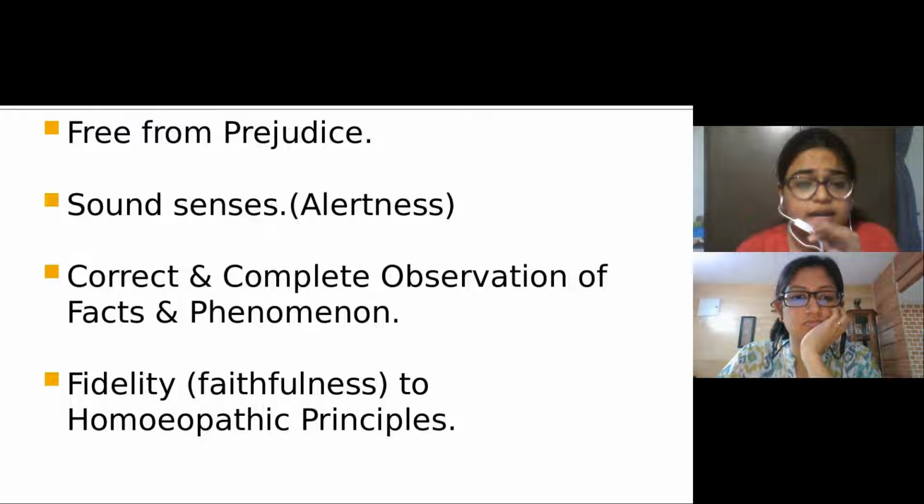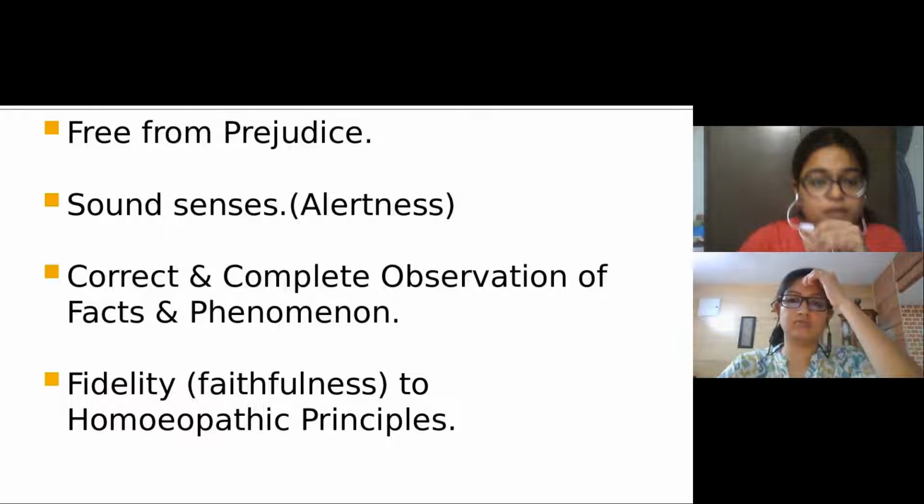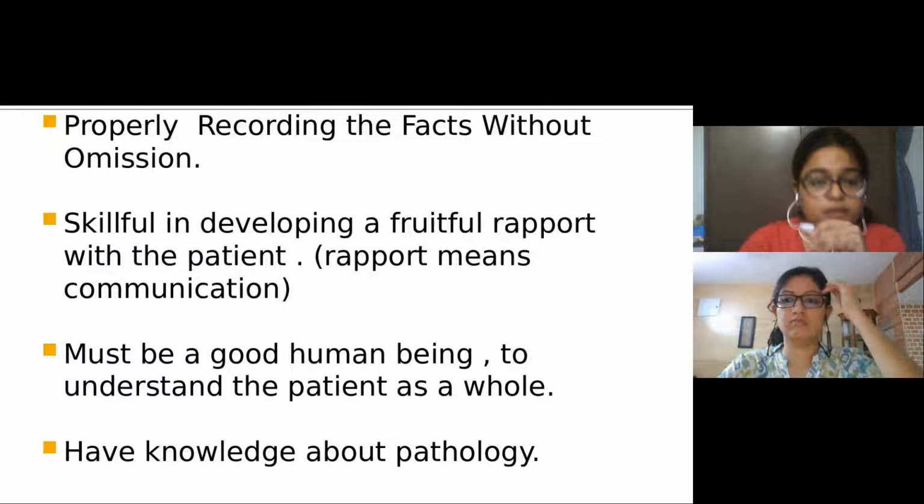And then the fidelity or faithfulness to homeopathic principles. So I think that this is the most important thing to become in any physician, be it allopathic or homeopathic, to trust your principles, because अगर हमें हमारे principles के ऊपर trust नहीं होगा, then why would the patient trust us कि हम उसके case को cure कर लेंगे? हमें अपने homeopathic principles, अपने system के principles की theories पर trust आना बहुत जरूरी है, and it is the most important thing to be a successful homeopathic practitioner.